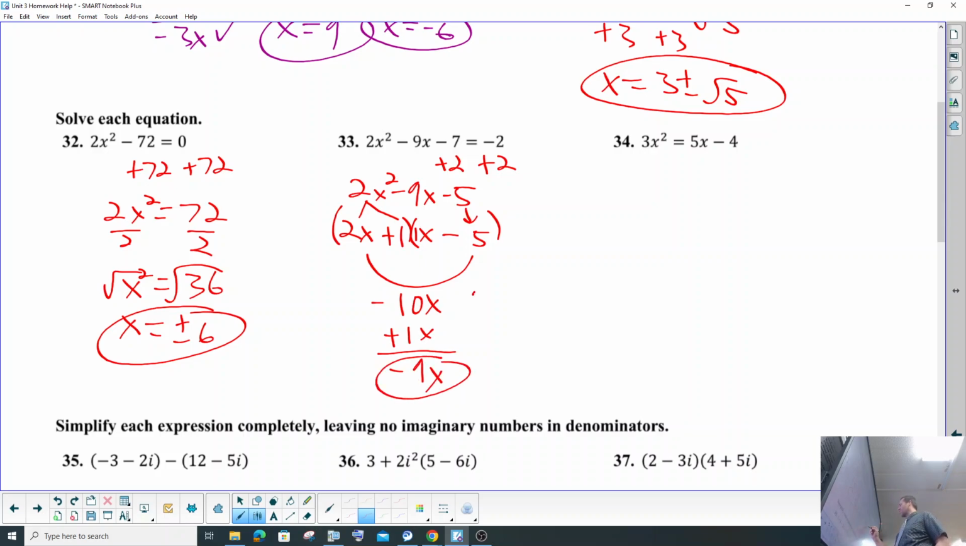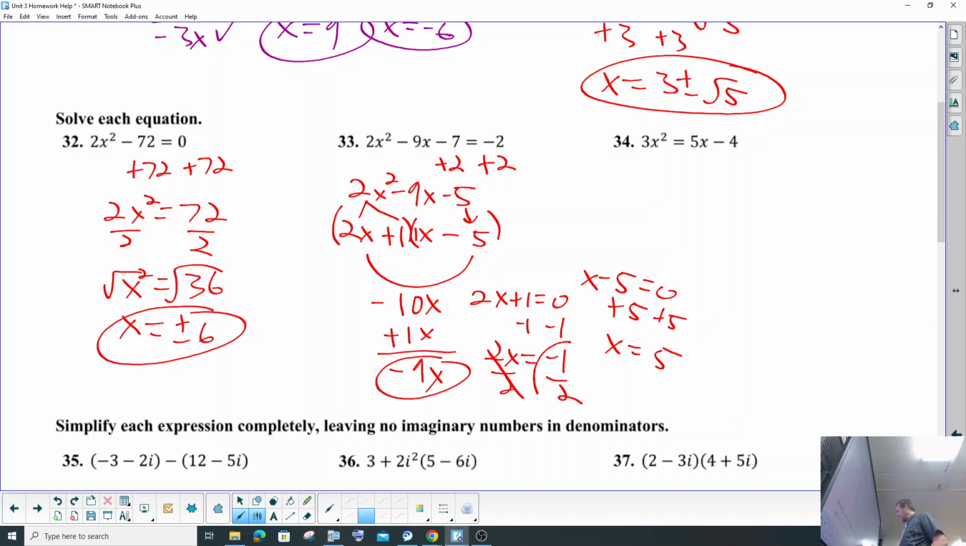So we do have to set each of those equal to 0, though. Set them equal to 0, so we add 5 to the other side. Good. Minus 1. So this is the part where you actually get a fraction, okay? You minus 1, but then you have to divide by 2. And so we actually get negative 1/2 and 5.